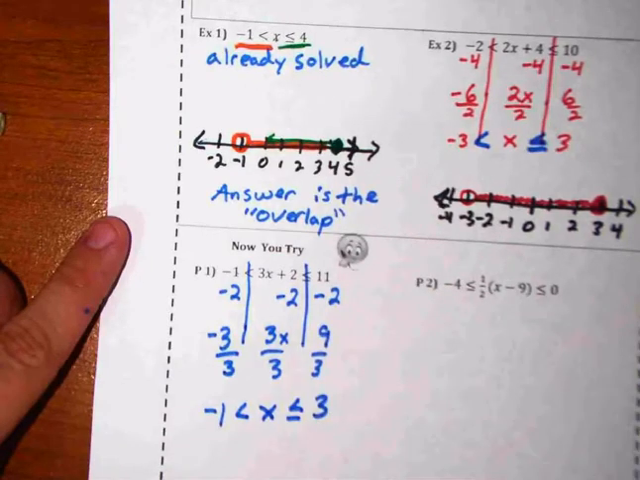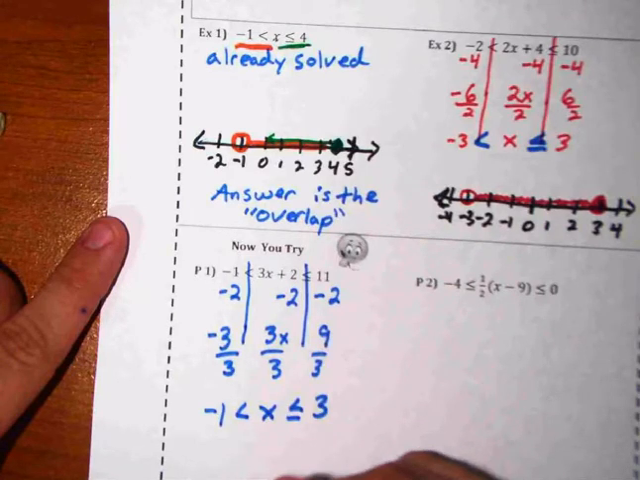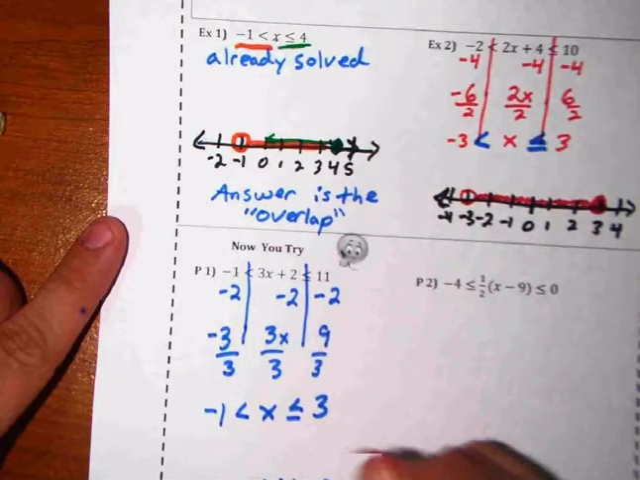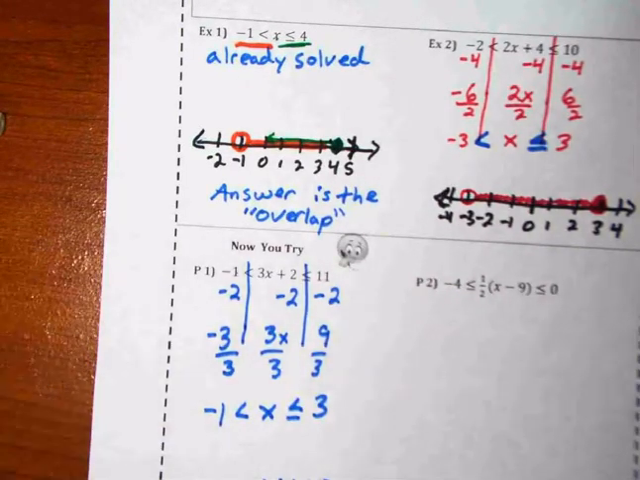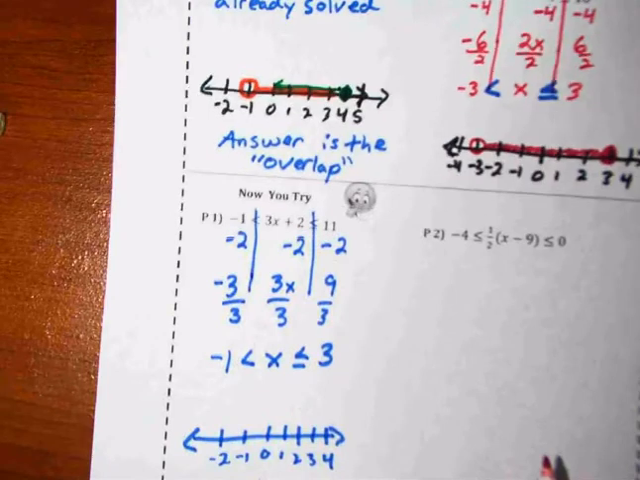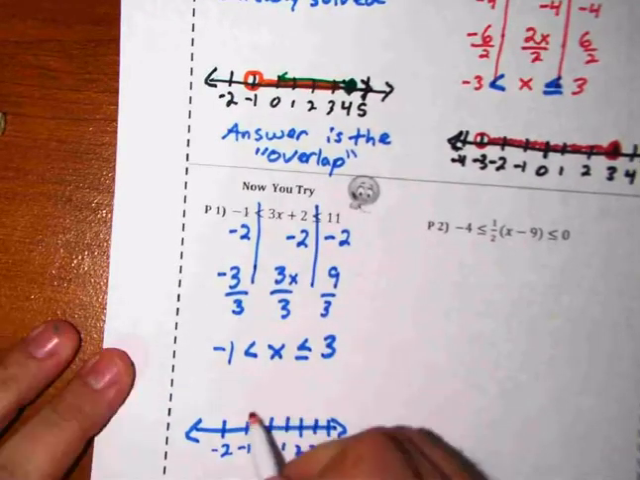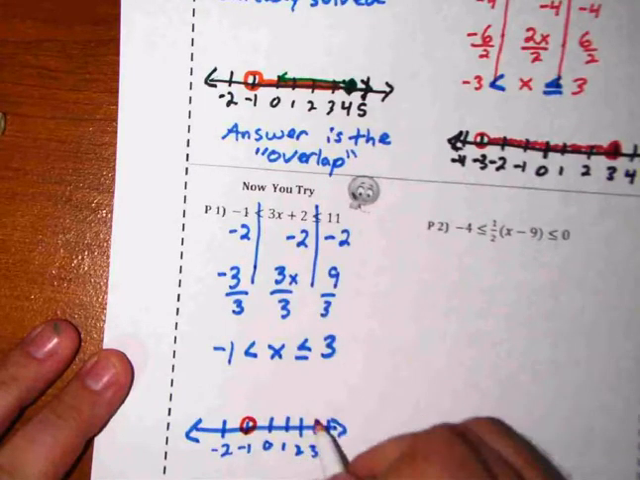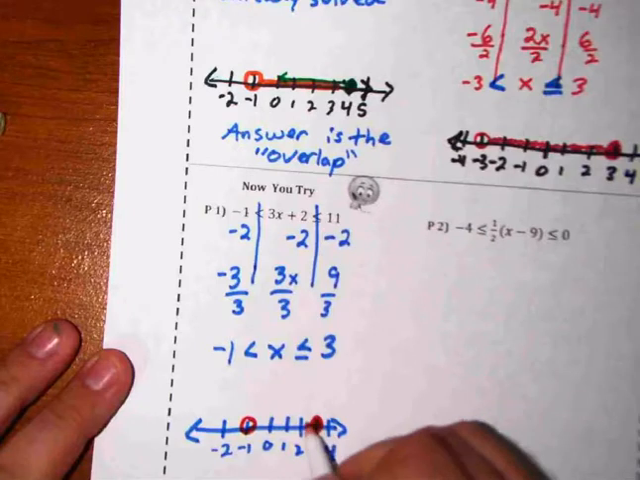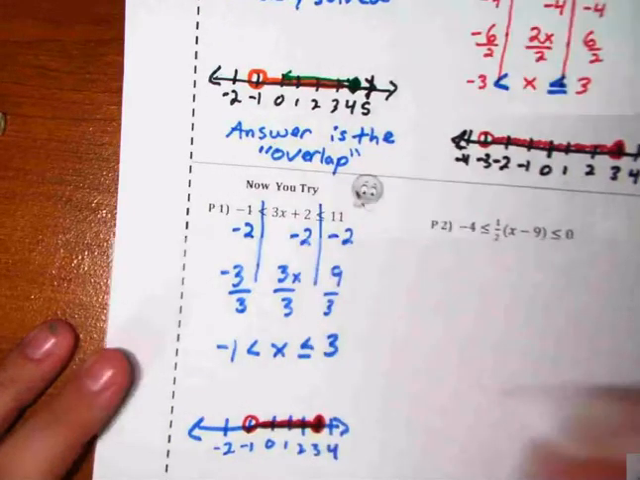So draw a number line. It has to start at negative 2, negative 1, 0, 1, 2, 3, and 4. Maybe now you can see the number line I just drew. And now you have an open circle here and a closed circle here, and you shade in between. So that is your solution for practice problem 1.